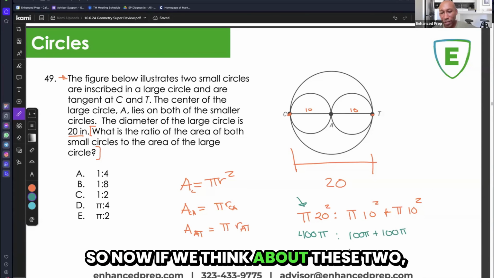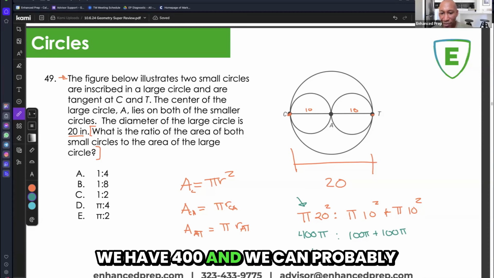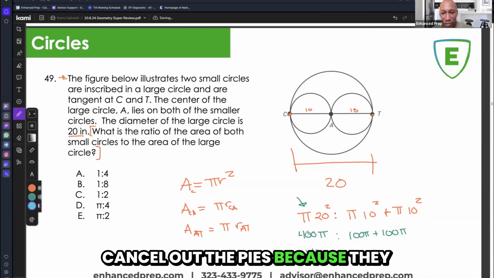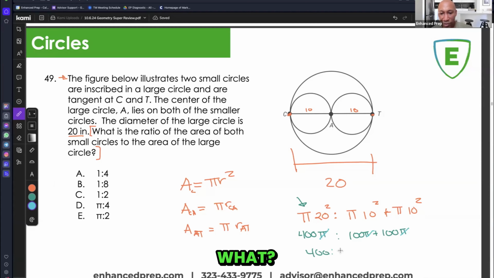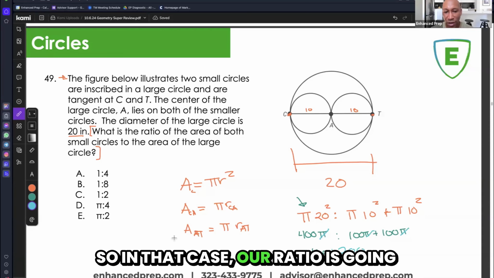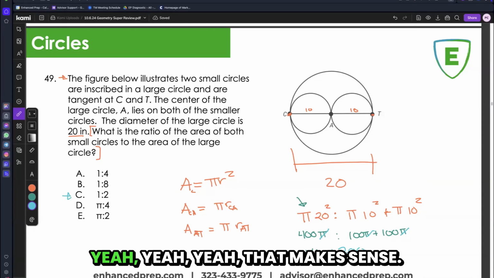So now if we think about these two, what's going to be the relationship? We have 400, and we can probably cancel out the pi's because they show up on both sides, right? And then that's going to be 400 to 200. So in that case, our ratio is going to be 1 to 2. Does that make sense? Yeah, that makes sense.